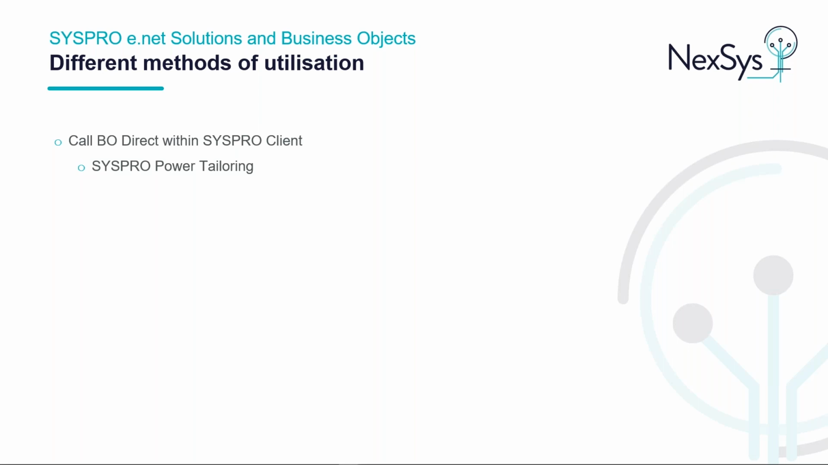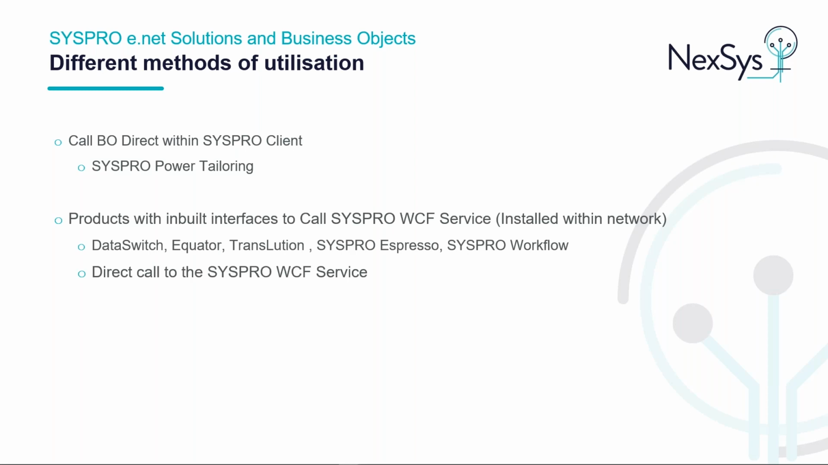And then our external products, so I'm saying external as in external to Syspro, but internal within your network, call the Syspro WCF service. These are fairly direct calls, so we don't need to set up any firewalls to allow access from outside the building, because these are products that are generally installed within your network. So Data Switch, Translution, other such things.